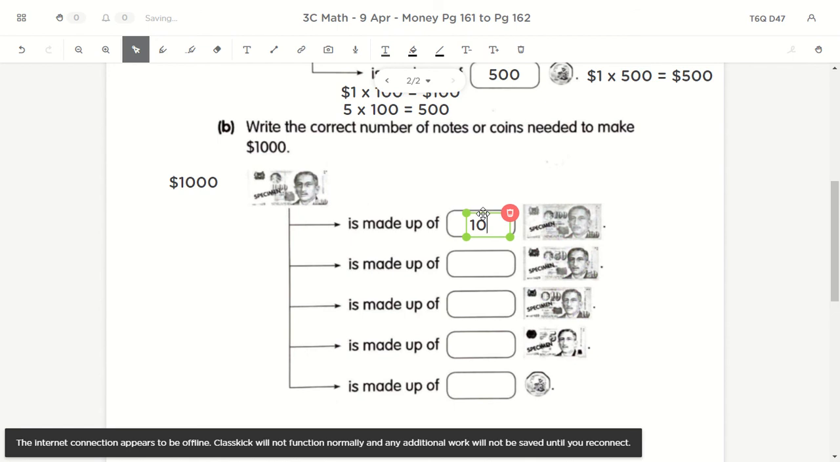Okay. However, the difficult part is when you get to 50, 10, 5, and ultimately $1. So let's look in terms of 100. Okay, so we know that $1,000 is actually, okay, let me erase this. Okay, you know that $1,000 is actually 10 groups of 100.